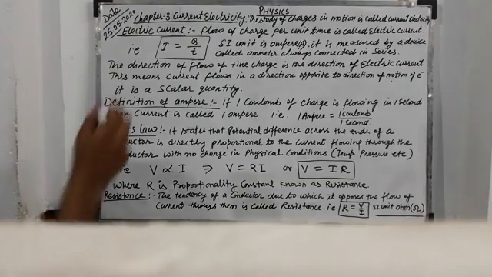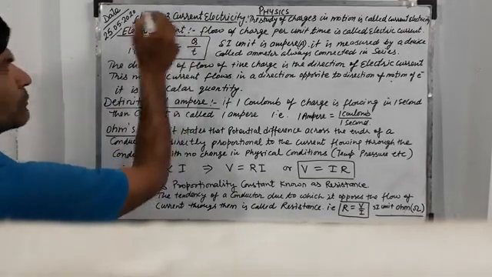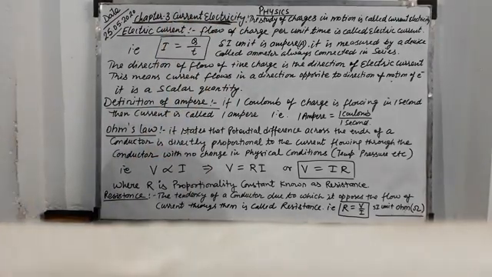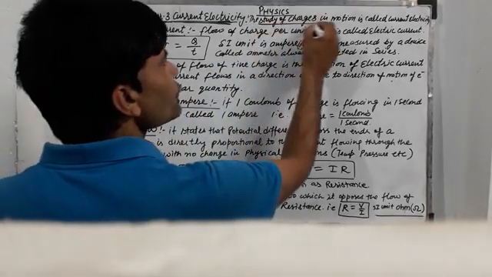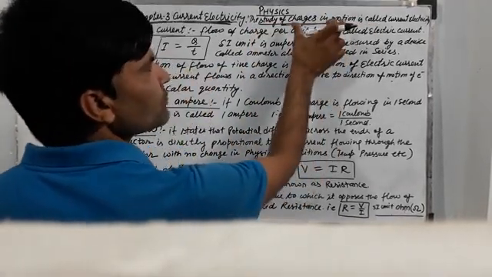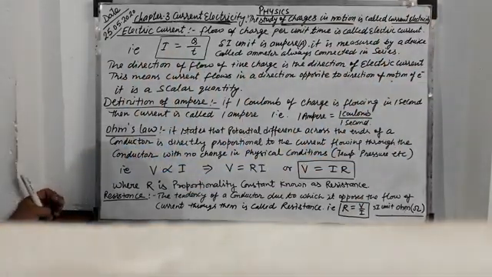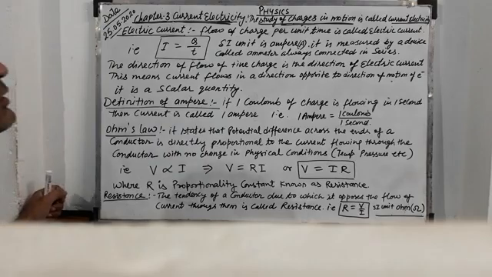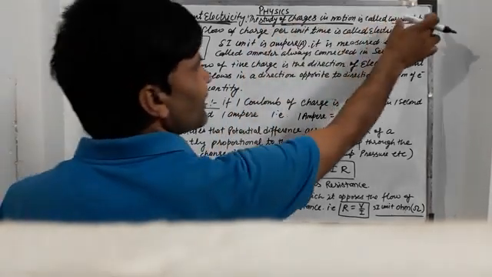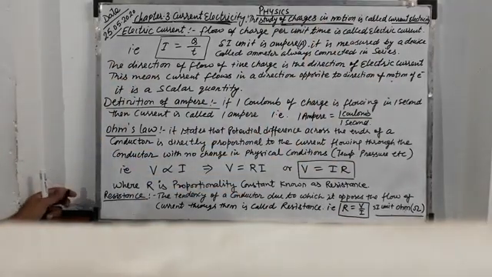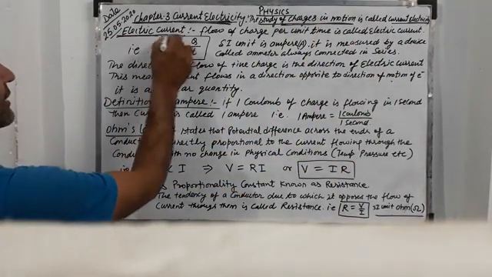Now we can start chapter number 3. The name of chapter number 3 is current electricity. What is current electricity? The study of charges in motion is called current electricity. There are two types of electricity. One is static electricity, in which the charges are at rest, and one is current electricity, in which the charges are in motion.